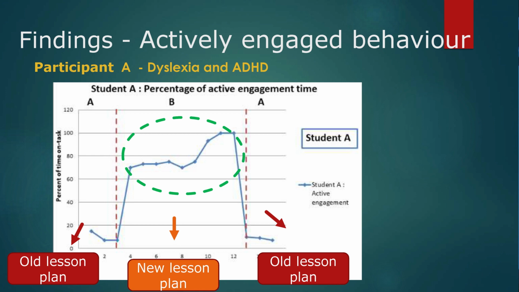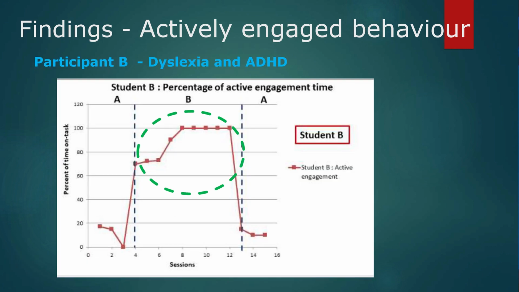As for participant C, you can see that participant C immediately adapted to the preference-based teaching approach. And participant C has above 80% from the time I actually introduced the preference-based teaching approach in my lessons, and achieved 100% on task from session 9 to session 12 onwards.